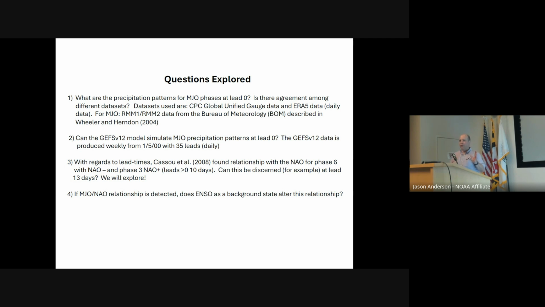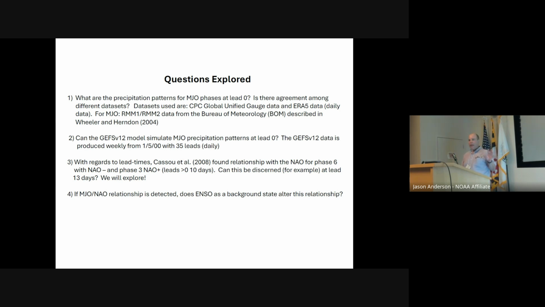And I kind of expanded upon what I found in the literature. I'll show you that in a few different ways. Number three, regarding the lead times, Cassou et al. '08 found relationships with the NAO for phase 6 with NAO negative and phase 3 for NAO positive at leads greater than 10 days. Can this be discerned, for example, at leads of 1 to 3 days, which I'll explore.